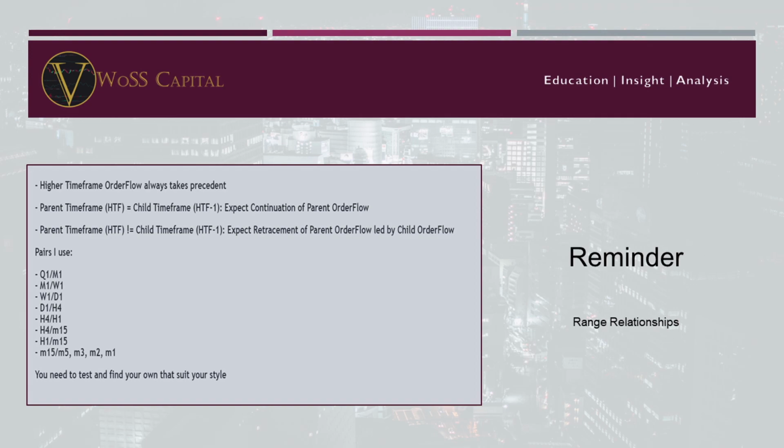In terms of finding your own, that just comes through testing for whatever will suit your style, suit the type of trades that you want to do, suit the asset or assets that you like to trade. So you need to find that yourself through back testing.